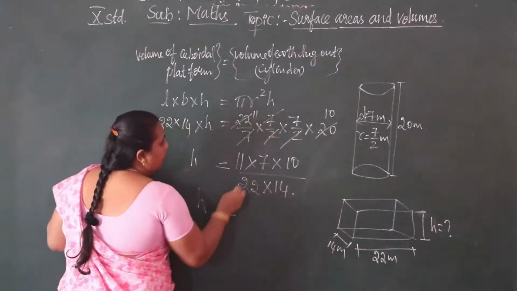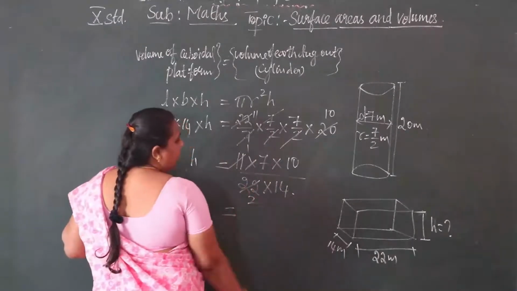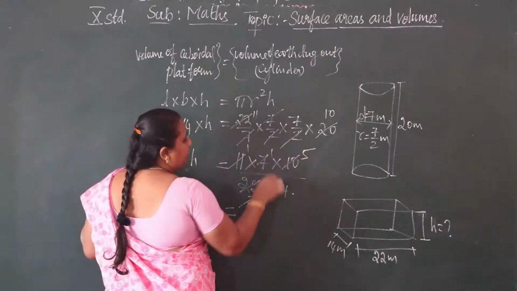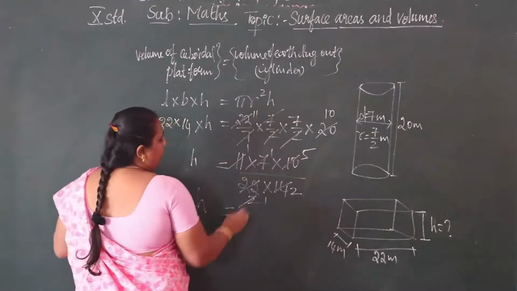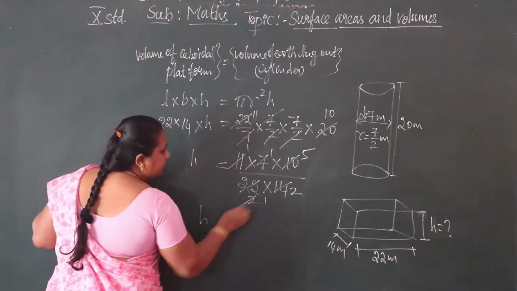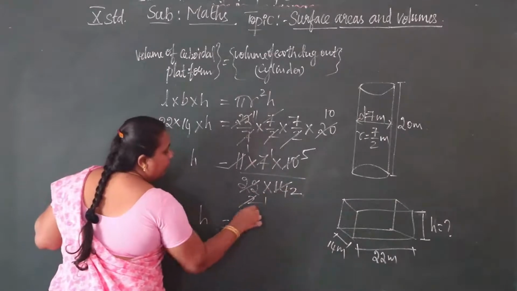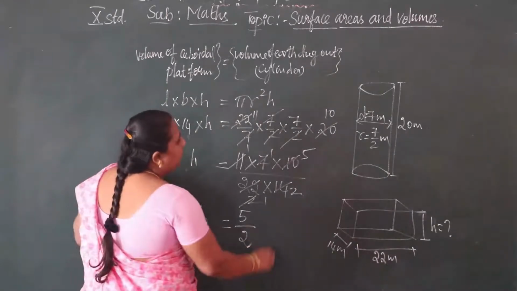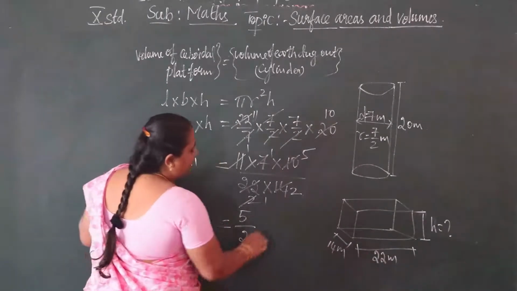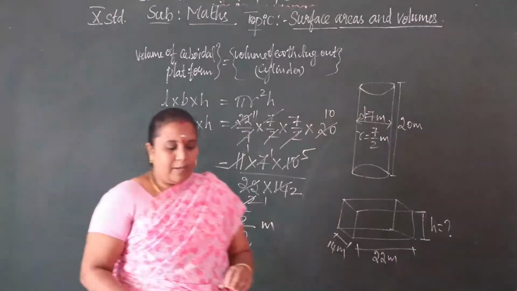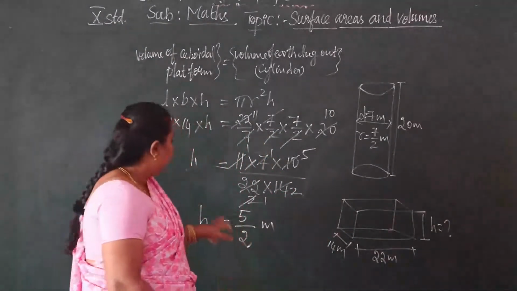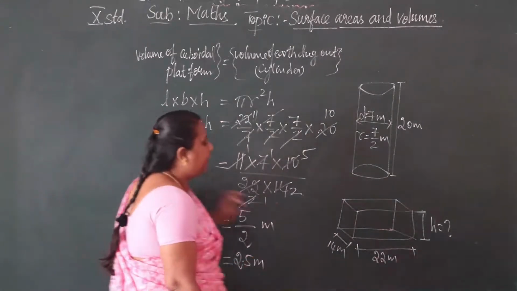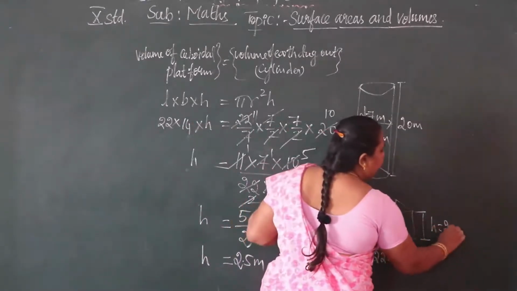So H equals, 11 ones are 11, 11 twos are 22. 2 ones are 2, 2 fives are 10. Also 7 ones are 7, 7 twos are 14. So we have height equals 5 in the numerator and 2 in the denominator. So H equals 5 by 2 meter. It is given in meters, so that equals 2.5 meter. H equals 2.5 meter. So the height of the platform is 2.5 meter.